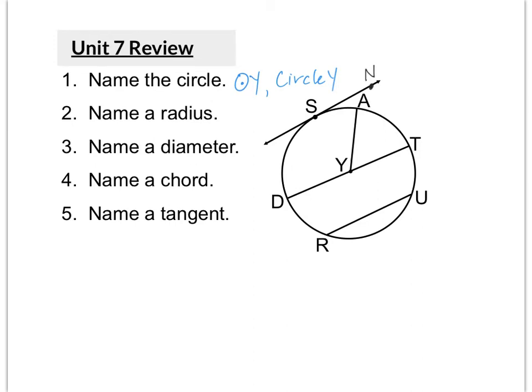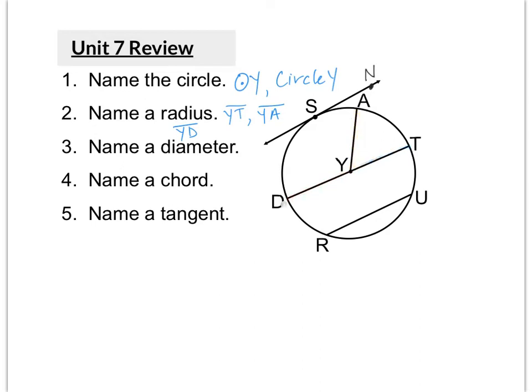A radius, remember a radius is going to go halfway across a circle. An example would be segment YT. YT starts at the center and goes to the edge. And so segment YT would be a good example of a radius. Also segment YA and also segment YD. And if you switch the letters around, if you have TY or AY or DY, that's all right as well. Just remember that segments or radii go halfway across, so all three of those would be radii.